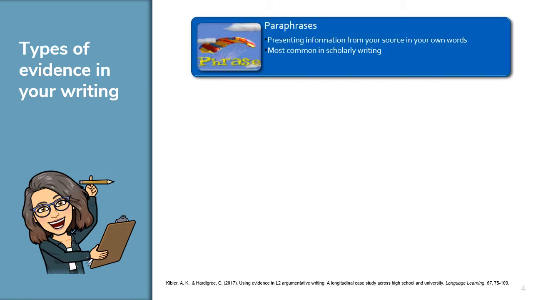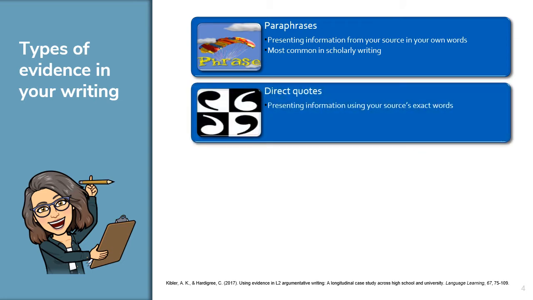The first is the most common in research and academic scholarly writing, and that's paraphrasing, where you provide information from your source in your own words. You might also use direct quotes, so you'll present information using your source's exact words. This is less frequent in scholarly writing unless the exact wording is particularly important or powerful.